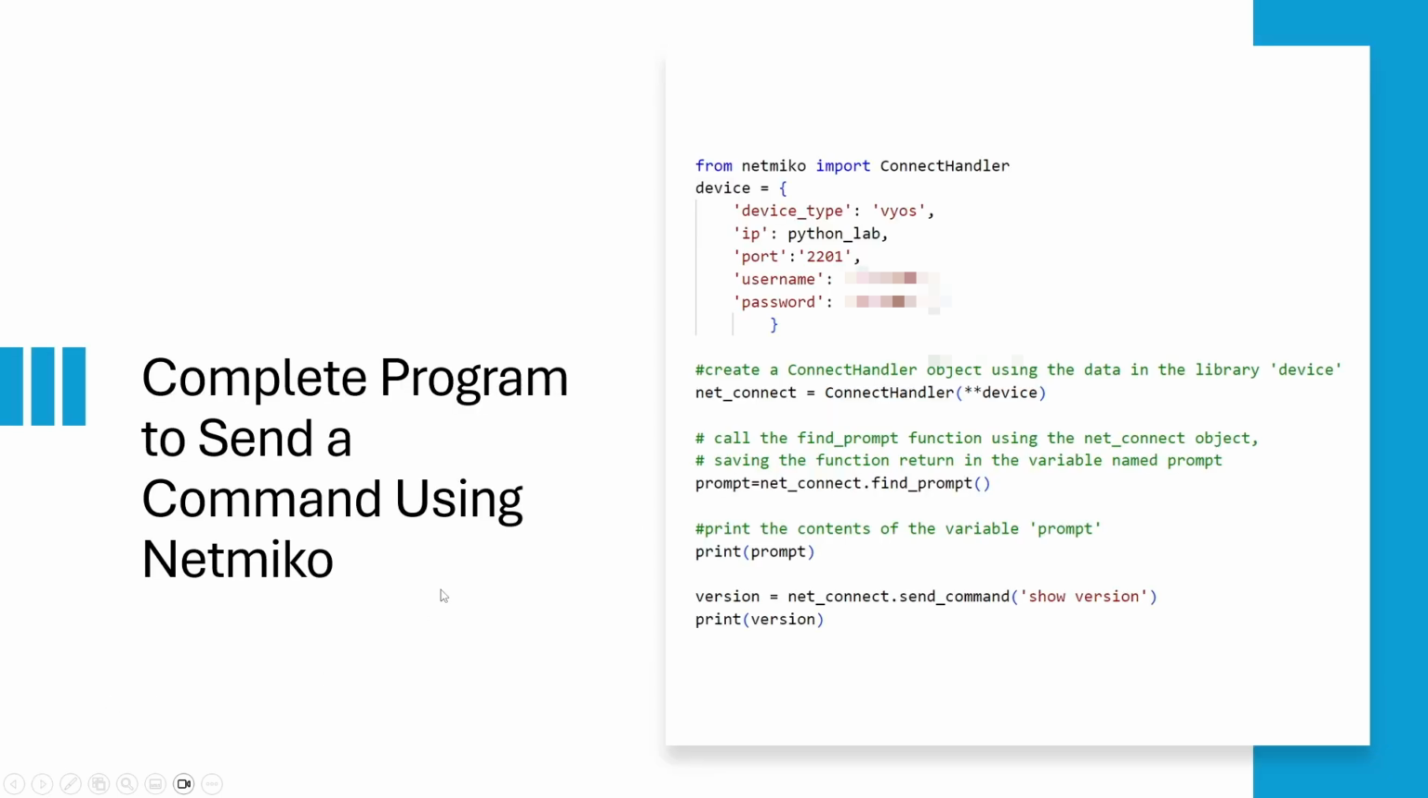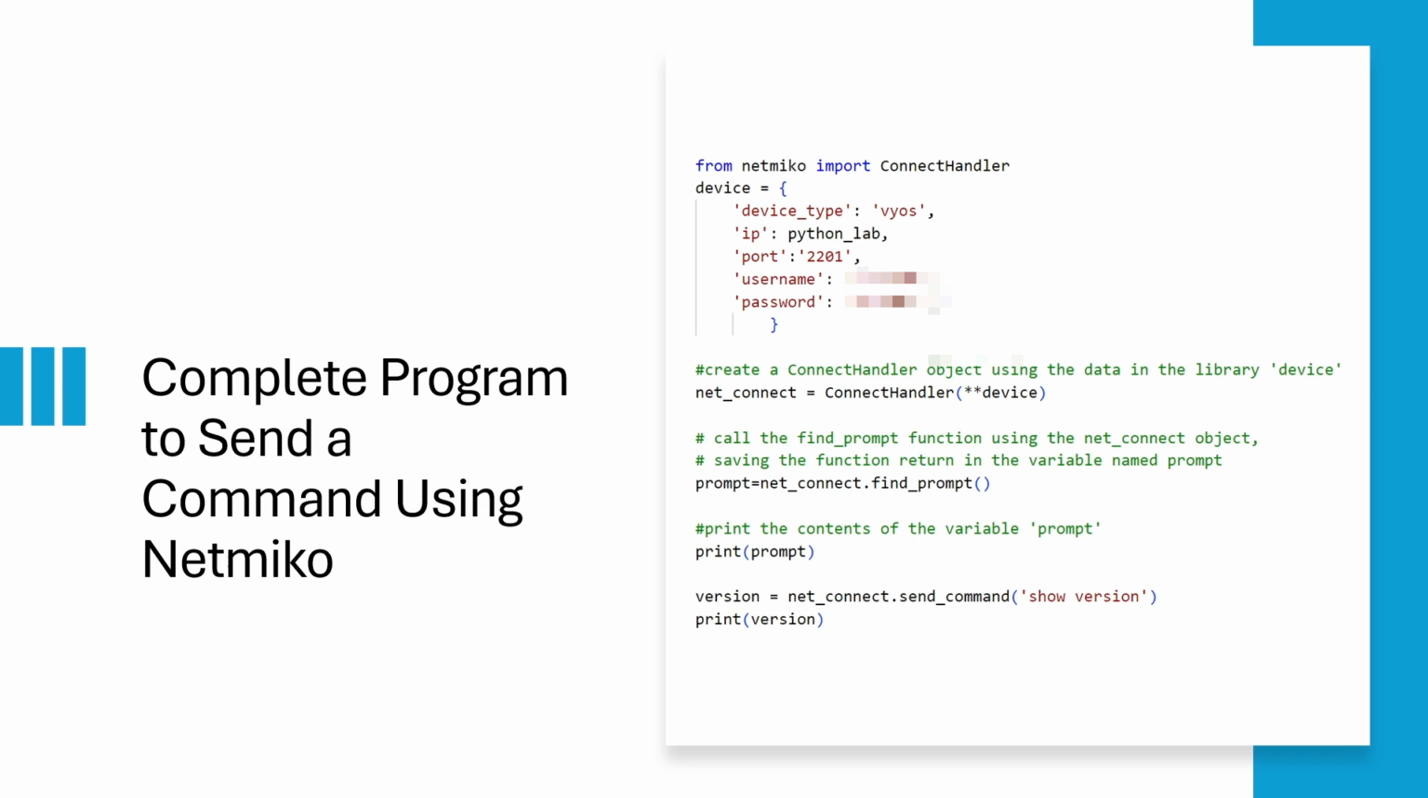So here's an example of a complete program using Netmiko. So we have to import Netmiko, or the connect handler object. Then we have to create a device. Once we've created that device, we can create a connection object, or a connect handler object, and then we can reference that to perform different functions. In this case, we're going to call the find prompt function, and that's going to automate for us.